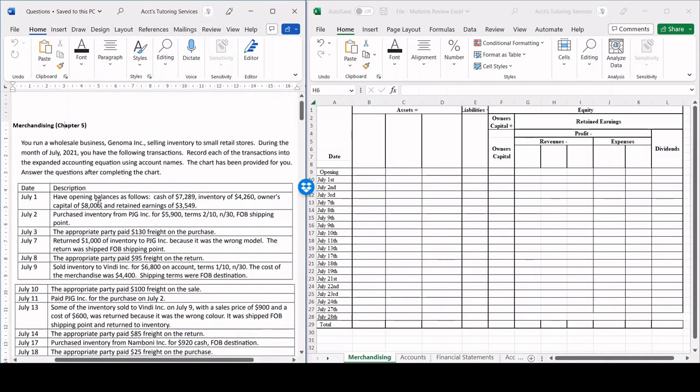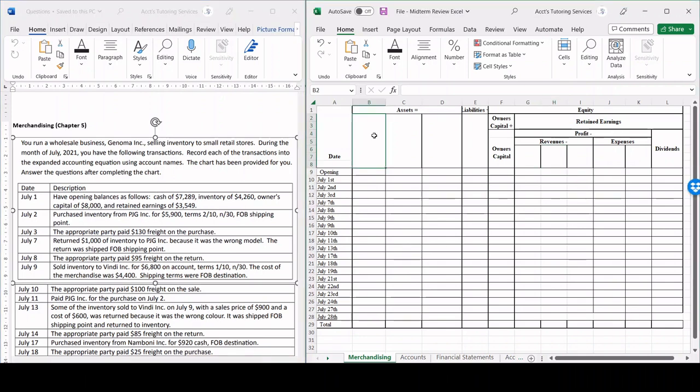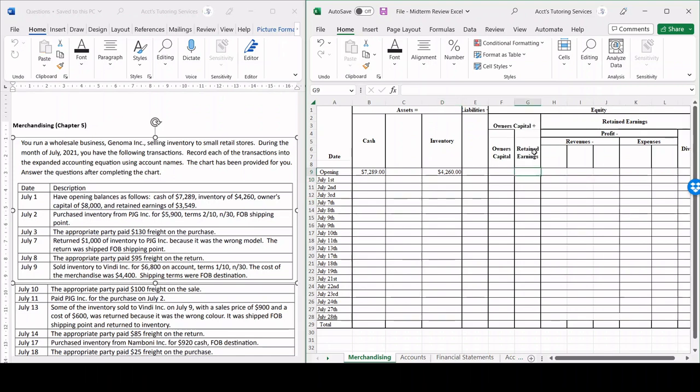So we have opening balances. The first one is cash. Let's set that up. The opening balance for cash is going to be 7289. Then we have inventory. Inventory is going to be 4260. Then we have owner's capital, and owner's capital is going to be 8,000. And then we have retained earnings, which is going to be 3549.